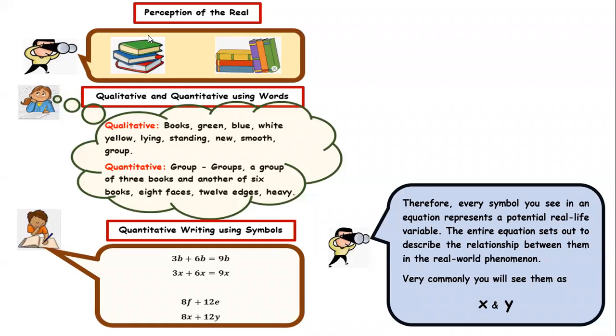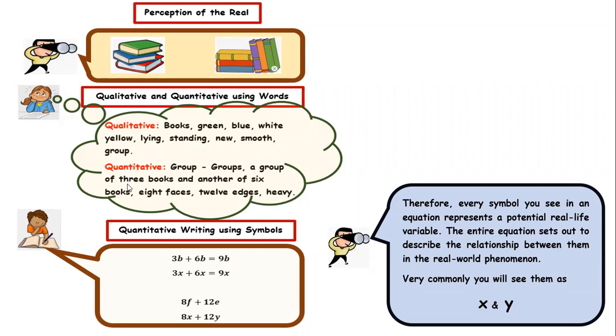Perception of the real. So here you have someone who is perceiving these objects, and they would be doing some qualitative and quantitative perception using words. So in their minds, they'll be qualitatively perceiving these objects by using the words, by using nouns and adjectives. So for example, they would use the word books, the color green, blue, white, yellow, lying down, standing up, new, smooth, group, etc. So this is qualitative reasoning.